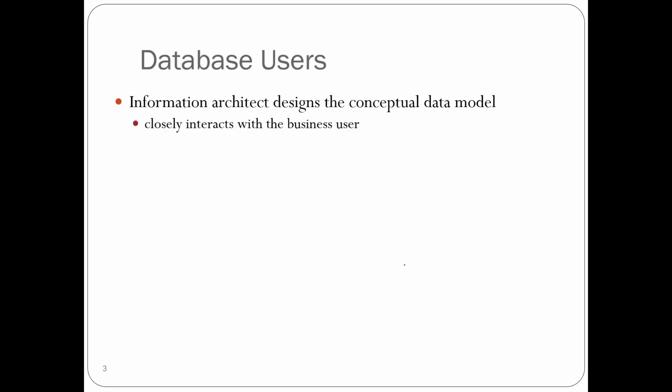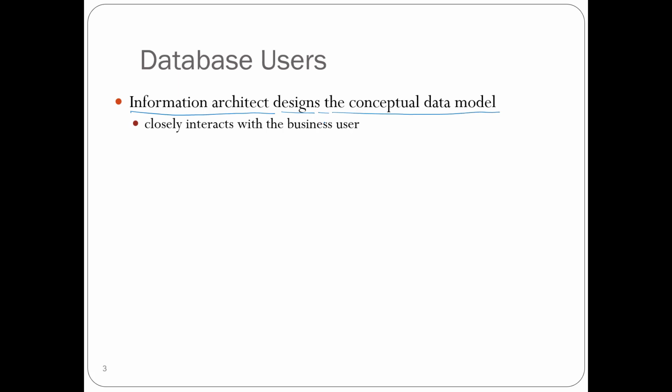Now, let's look at the different kinds of users who interact with a DBMS or database. Let's call it database only. There are different kinds of users who can interact with the database. So let's start with the first class of user. They're called information architect. We did discuss information architect in the beginning of the previous lecture. So what is the role of an information architect? The information architect designs the conceptual data model.